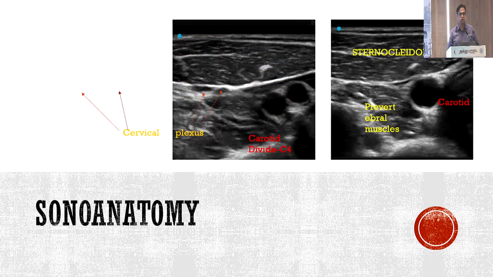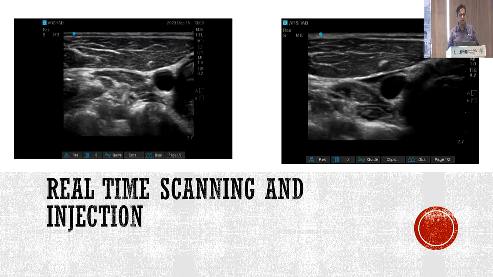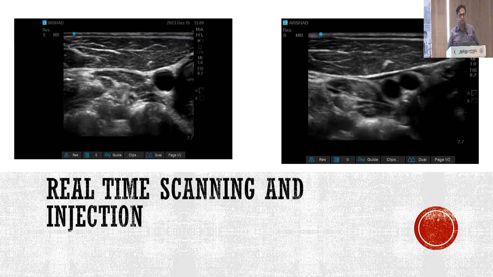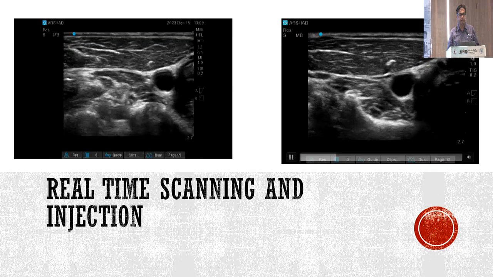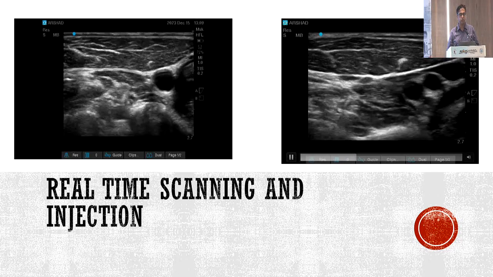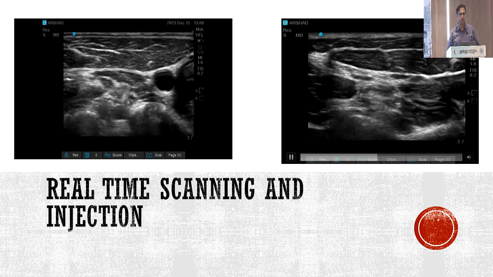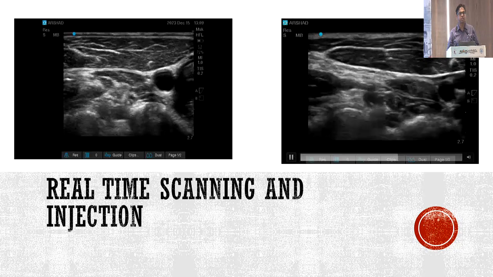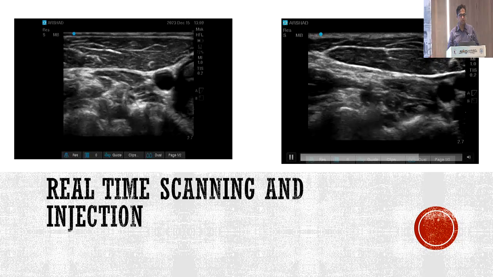So this is the sternocleidomastoid. Then we have prevertebral muscles up there, and then we deposit a drug. You can see on this part of the carotid. This is the carotid dividing into 2 parts, and as we go laterally, you can see these 3 nerves. These are part of the cervical plexus.